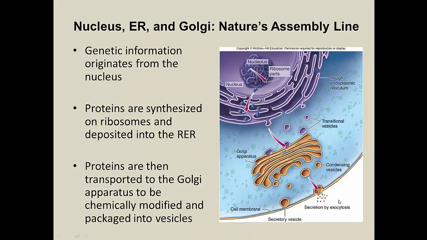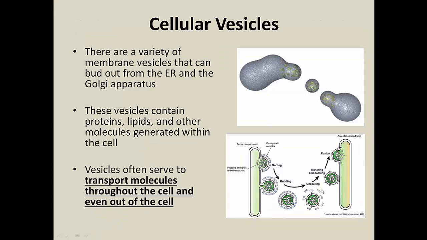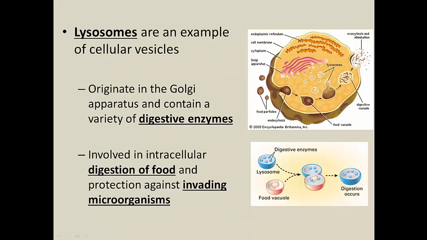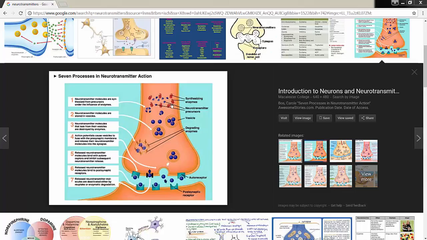Real quick, one of the ways that this happens when we secrete things outside of the cell is with our brain activity. Brain cells interact by sending signals back and forth through the secretion of neurotransmitters from one cell to the next.